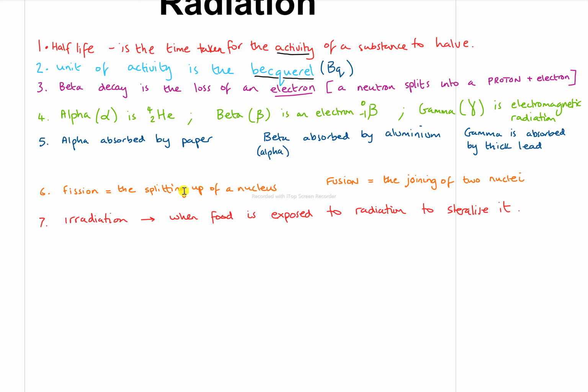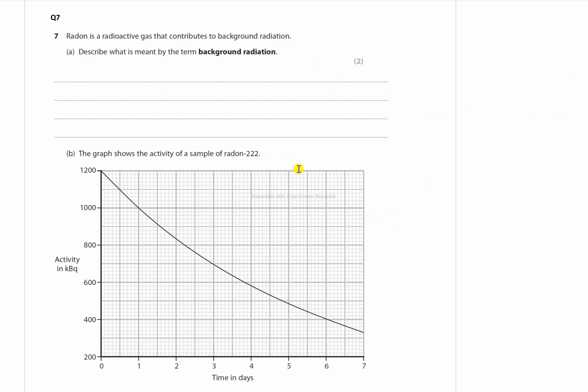Fission is when you split up a nucleus. Fusion is when you join two nuclei. Irradiation is when food or something is exposed to radiation to sterilize it. Right, let's carry on.